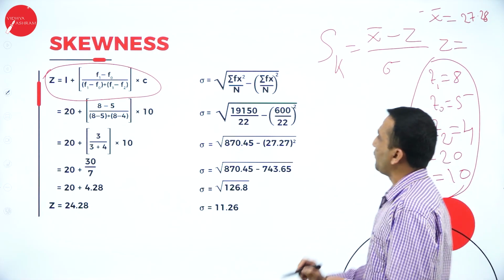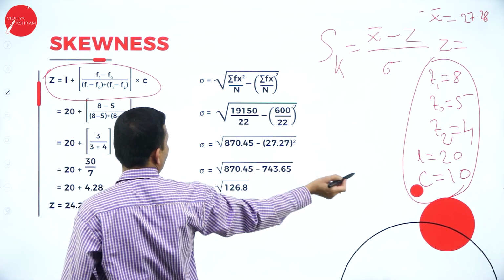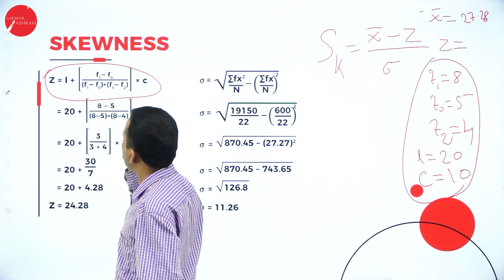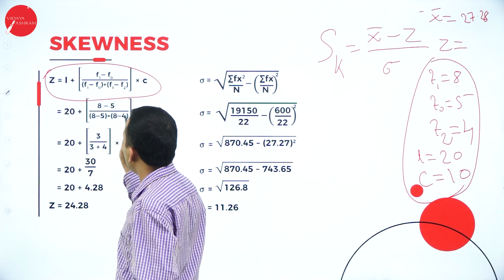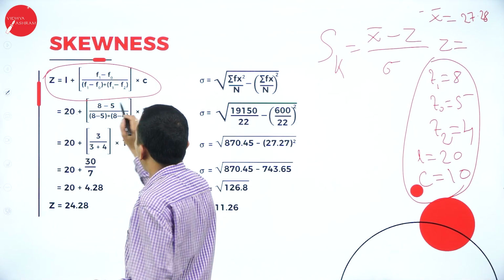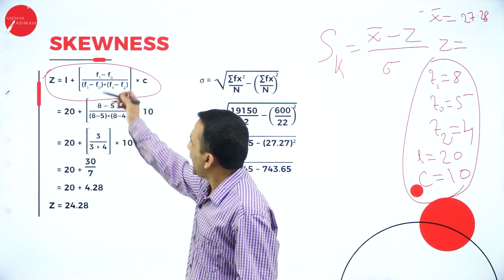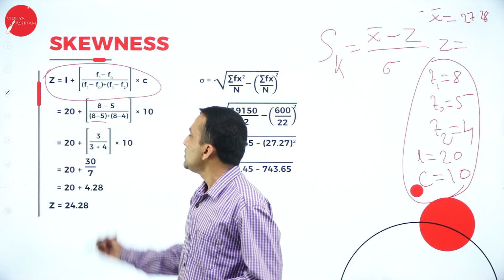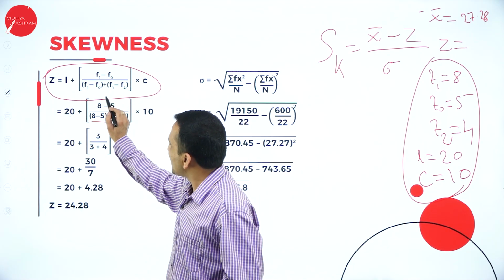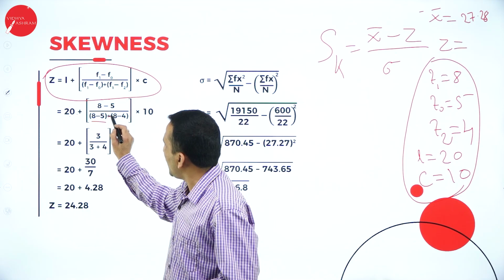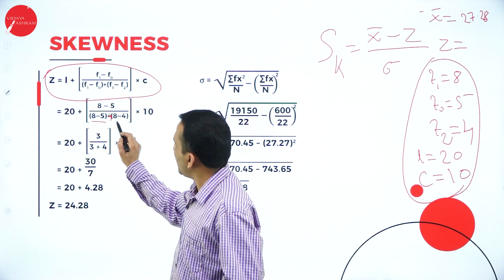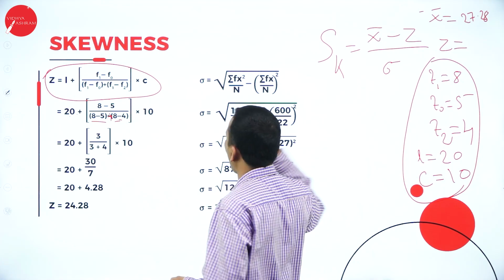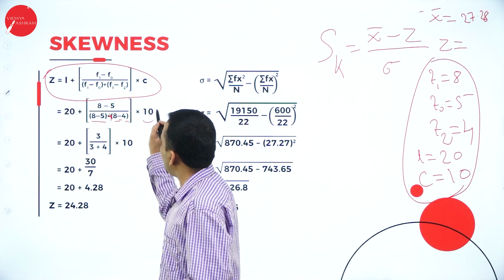Now we need to simplify. Okay, so L plus, we are writing 20. Plus sign as it is. F1 minus F0, so F1 is 8 minus F0 is 5. And the same thing in the numerator is applicable for the denominator also, so I am writing the same thing. After writing, the formula has plus. Now F1 is 8, minus sign, minus F2, which is 4. C place I am writing 10.